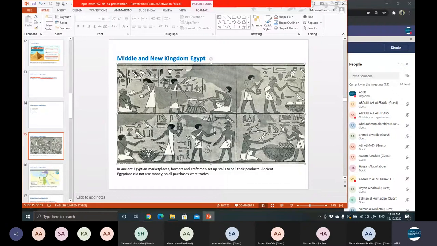In ancient Egypt, in marketplaces, farmers and craftsmen set up stalls to sell their products. Ancient Egyptians did not use money, so all purchases were traded, which is the barter economy. Barter economy was used in ancient Egypt.